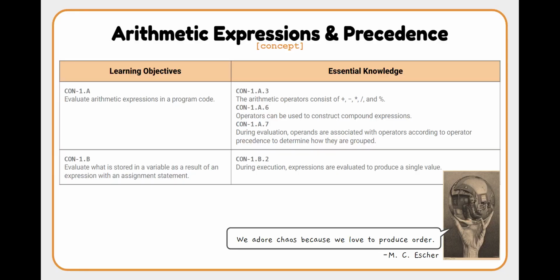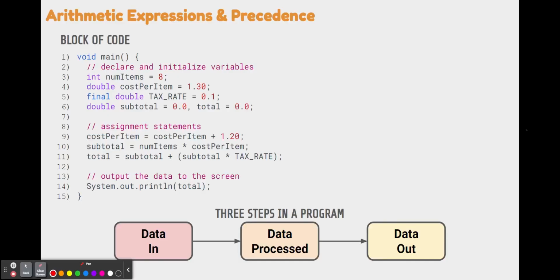Our next section is arithmetic expressions and precedence. We have 2 learning objectives. We want to be able to evaluate arithmetic expressions in a program code, and we want to evaluate what is stored in a variable as a result of an expression with an assignment statement. So we said there were 3 steps in a program: data in, data processed, and data out. Take a second and look at this block of code and see if you can identify when and if any of these steps appear in that program.